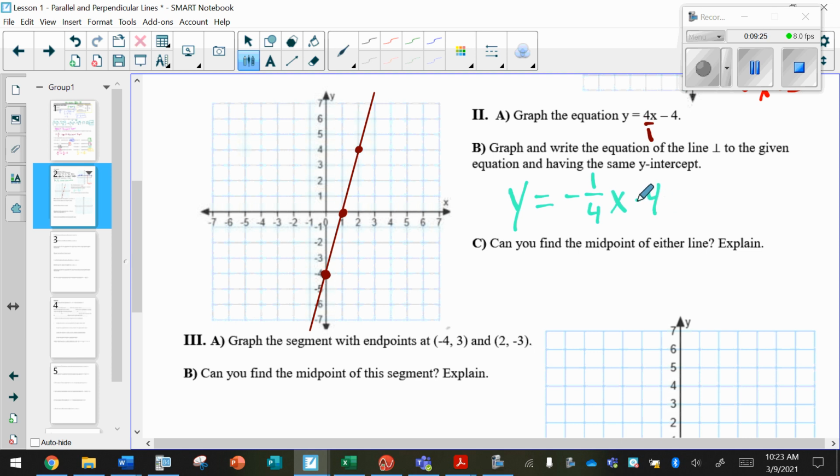So we're supposed to graph and write the equation. So this slope is down 1 to the right 4. Down 1 to the right 4 off the graph. So then I can go back to my y-intercept, and now I can count backwards. And again, off the page. So I'm going to use my straight edge to connect my points.